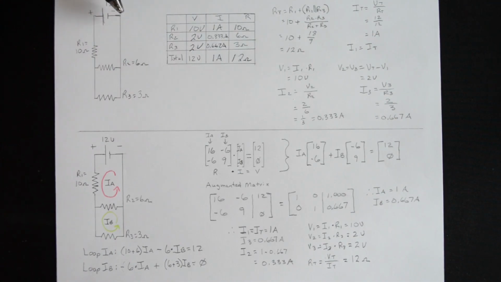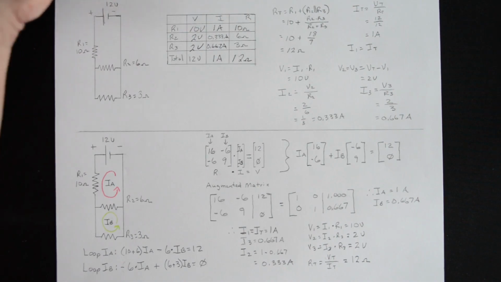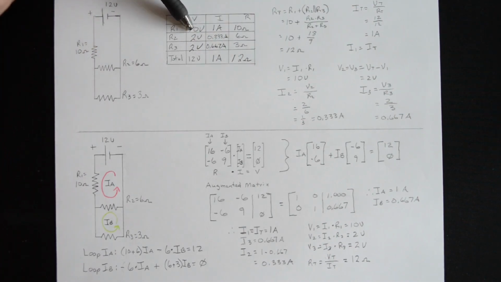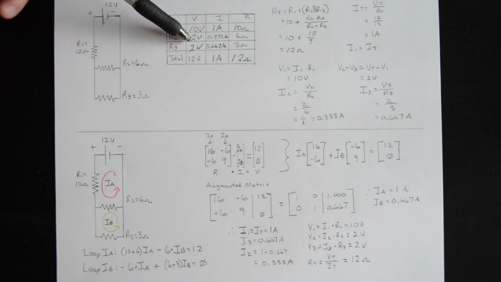Once you have 12 ohms and you know VT is 12, you have 1 amp. You recognize that I1 is the same as IT, so you can put that there. From there, you get V1, 10 volts. If you have a 10 volt drop from 12, you have 2 left across the parallel section. So it's 2 and 2.